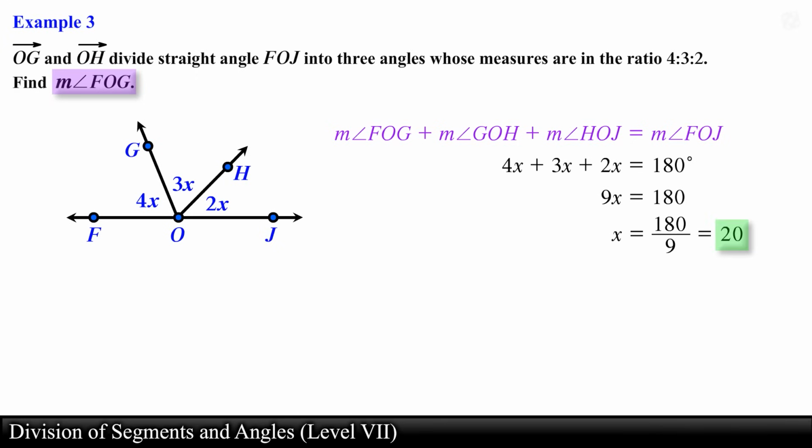Now that we know the value of x, we can go ahead and substitute it into the algebraic expression representing the measurement of angle FOG. Simplifying the expression, we obtain 80 degrees as the final answer. Alright, in our final video on this series, we're going to go over two challenging examples involving angle bisectors and angle trisectors.